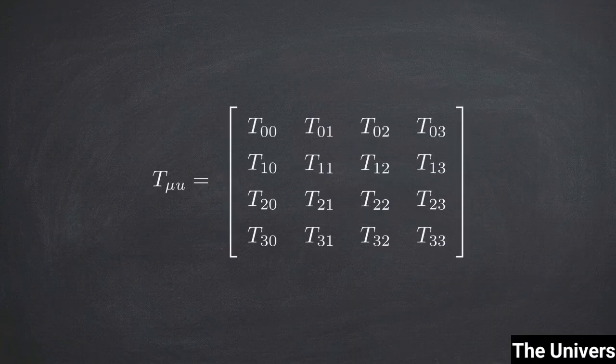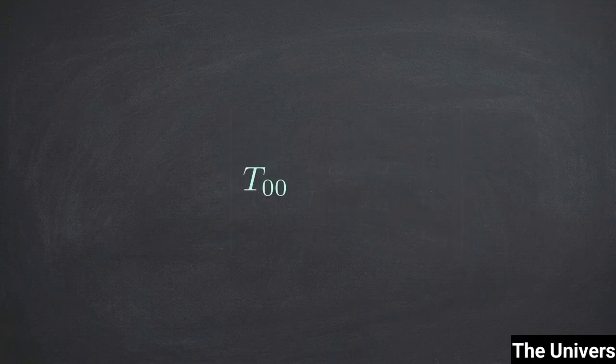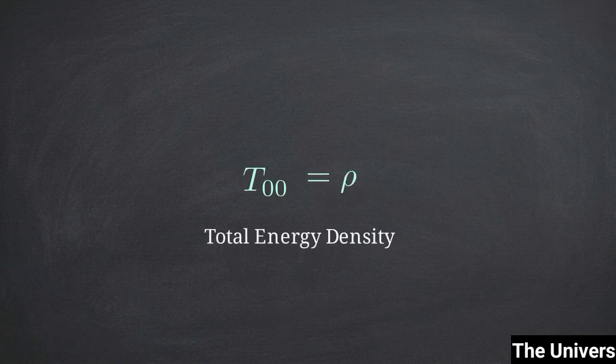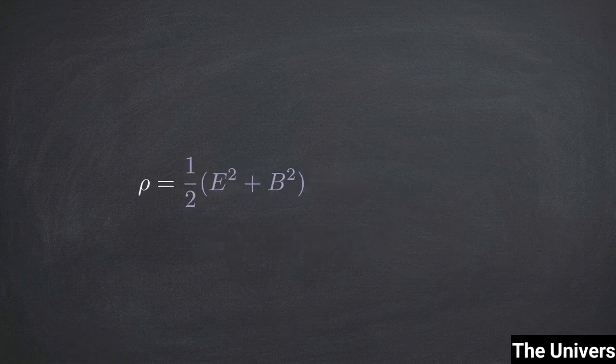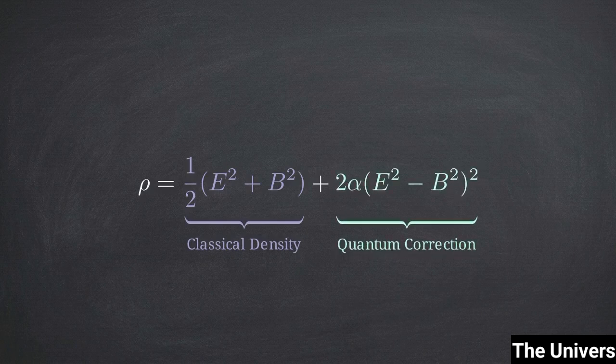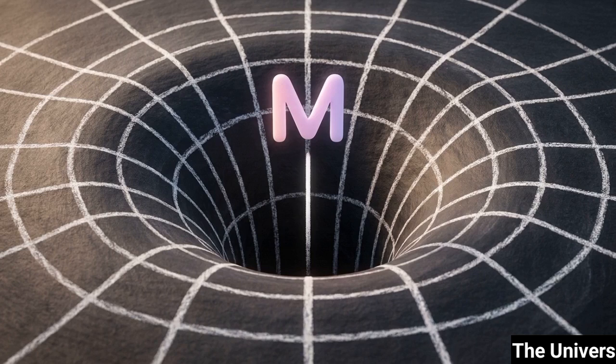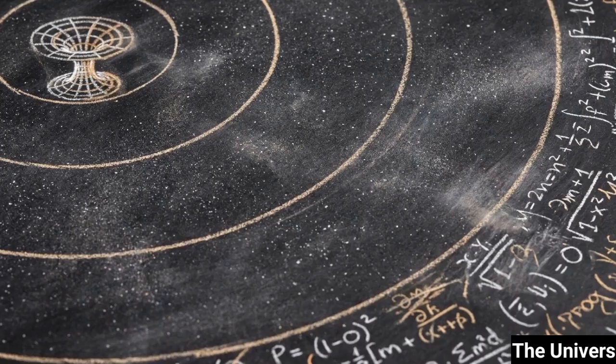tunnel. To measure the stabilization, we start with the 0,0 component of the stress-energy tensor, which calculates the total energy density of the system. The standard classical density is altered by a new term, 2 alpha times the square of the difference between the electric and magnetic fields. We can evaluate the total energy required to build this modified spacetime using the Arnowitt-Deser-Misner, or ADM mass. This calculates the mass of the wormhole as perceived by an observer located at an infinite spatial distance.